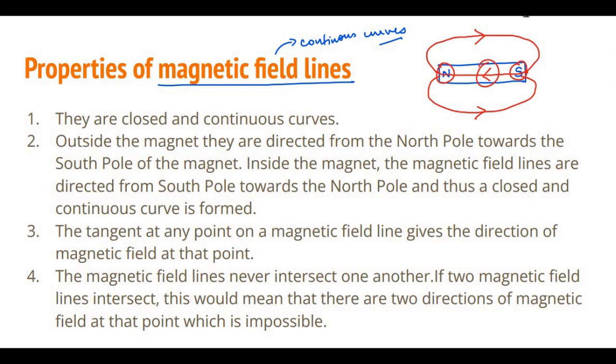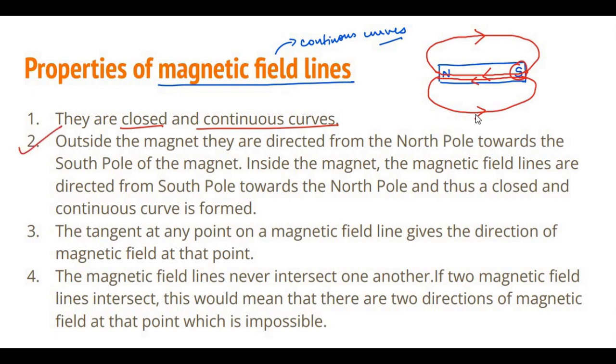So south से north जा रहा है magnet के inside, लेकिन magnet के outside वो north to south जा रहा है. And you see for this particular curve also ये ऐसे जा रहा है, this line is also pointing from south to north. So I have drawn two magnetic field lines, and both are closed and continuous curves. And if you see the direction in both of these magnetic field lines, outside the magnet it is from north to south, inside the magnet it is from south to north. So this point is clear.